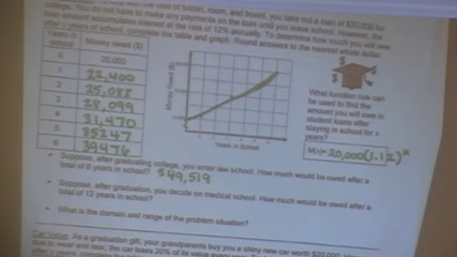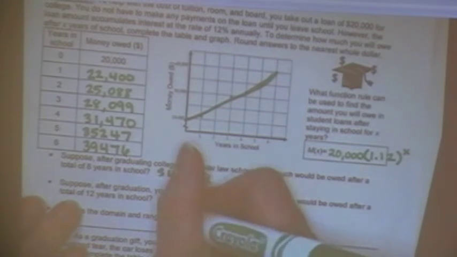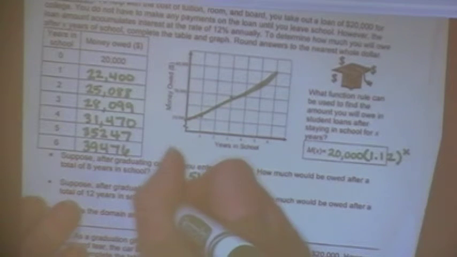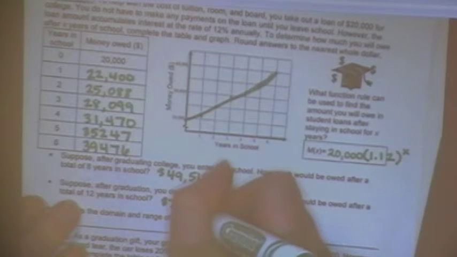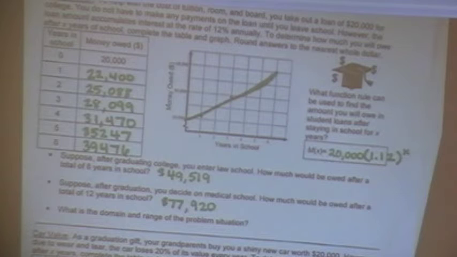12 years, if I decide to go to medical school after undergraduate instead of going to law school, it's going to cost me $77,920 to pay back the $20,000 that I borrowed.